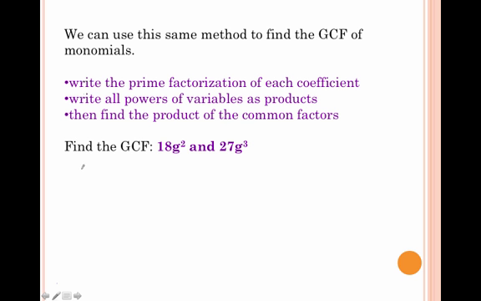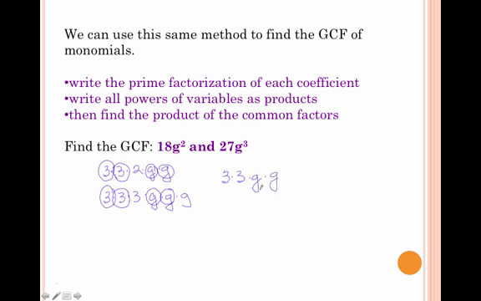So I've got my 18g squared. 18 is going to be 3 times 3 times 2. 27 is going to be 3 times 3 times 3. Then my g squared is really just g times g. And my g cubed is g times g times g. So I've got 3 as a common factor, 3 as a common factor. I've got 1 g and a second g, so I've got 3 times 3 times g times g as my common factors of these two monomials. So that's 9g squared is my greatest common factor of these two monomials.